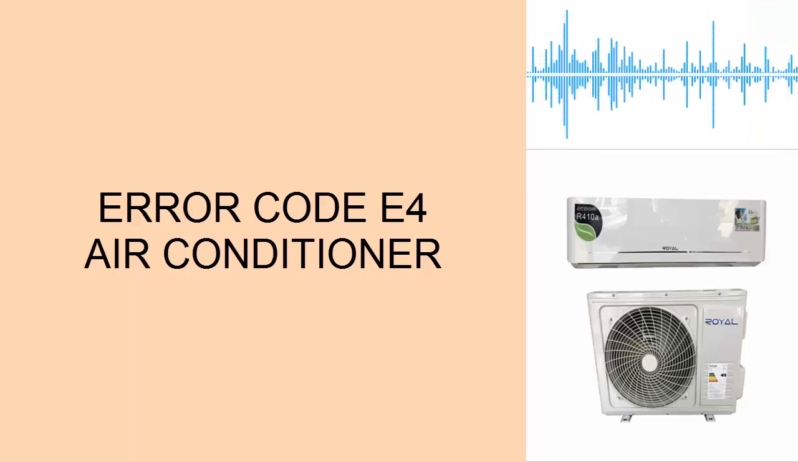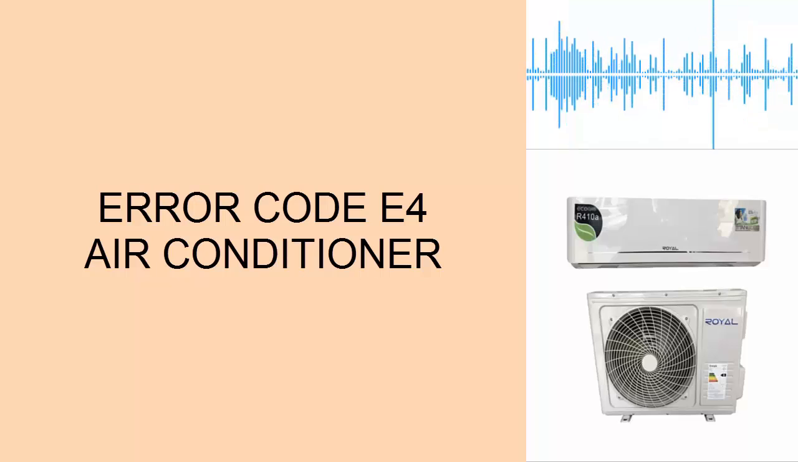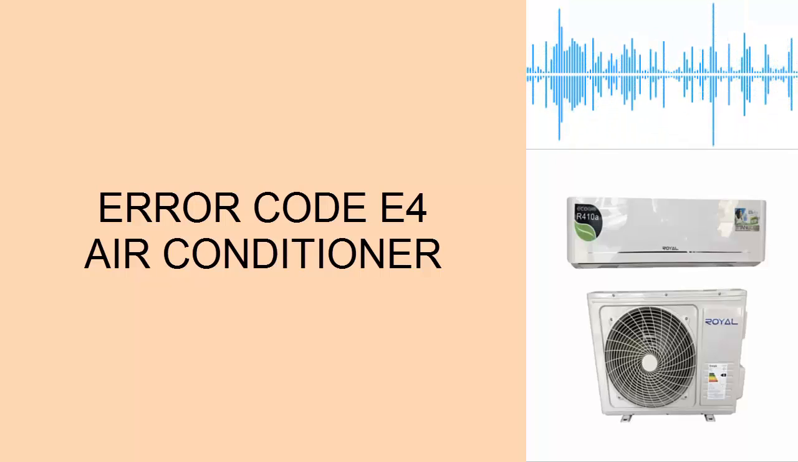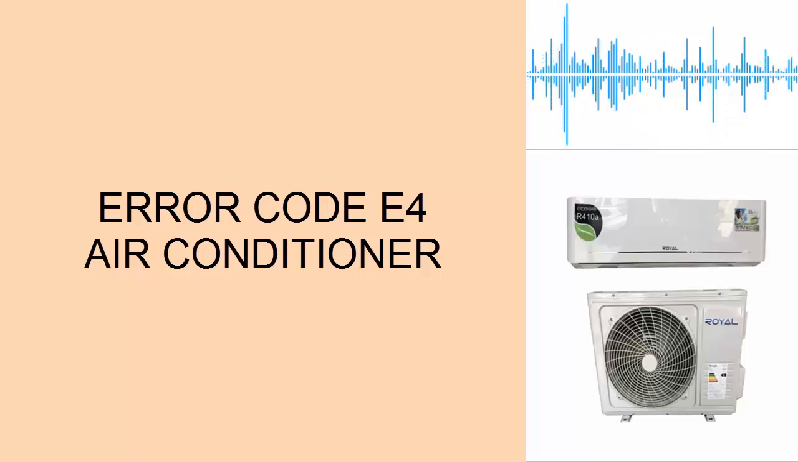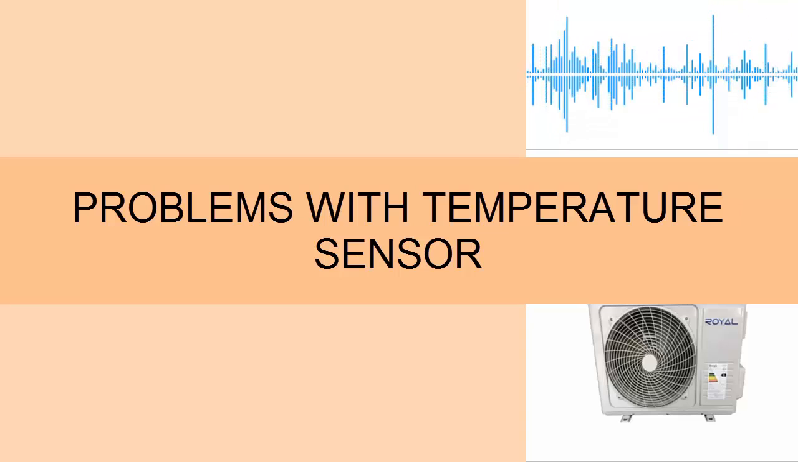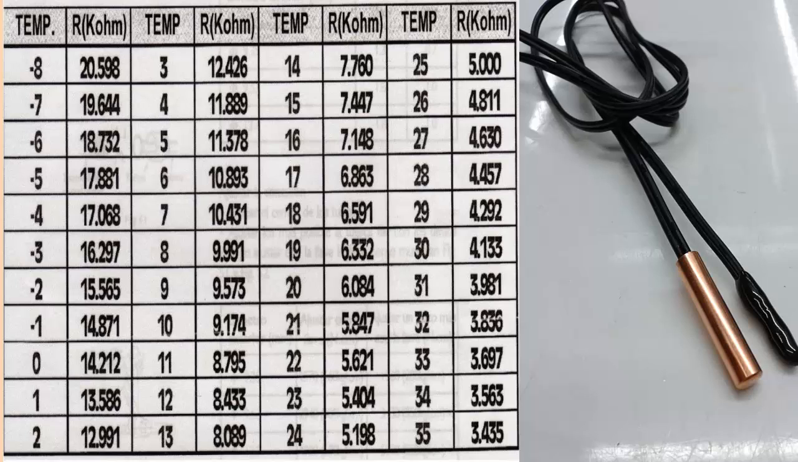In this video, we will explain the meaning of error E4 in different air conditioning brands. Let's start by saying that error E4 can indicate problems with a temperature sensor in the air conditioning unit. Temperature sensors are electrical resistors, primarily of the NTC type, whose value in kiloohms, or electrical resistance, decreases with an increase in temperature.